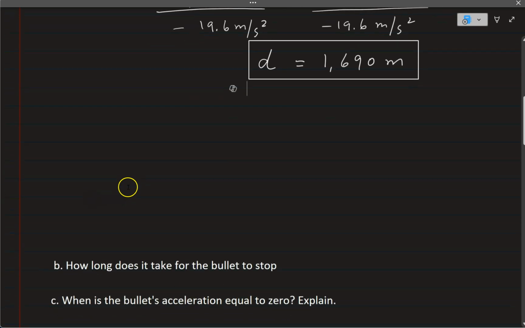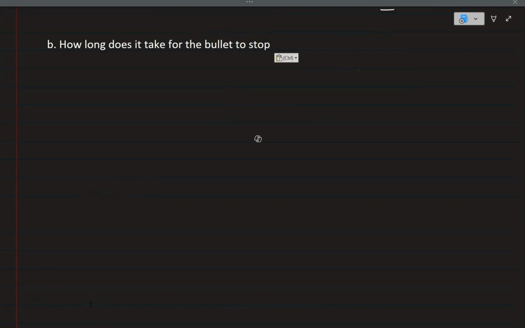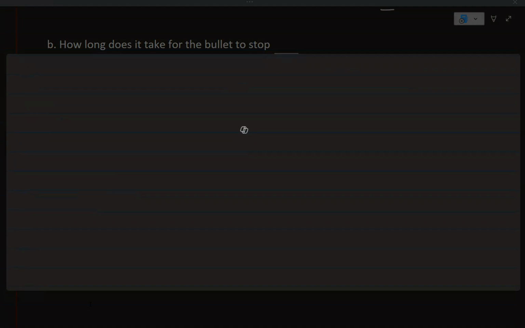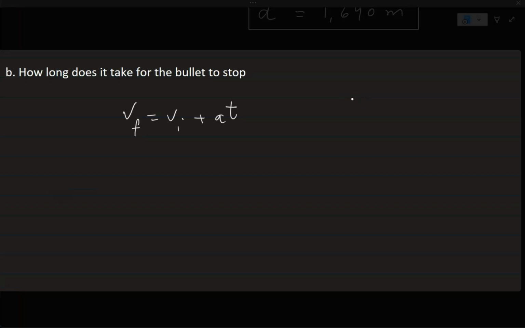Let's look at the second question. How long does it take for the bullet to stop? Now, when we say stop, there are 2 times that the bullet will stop. One is at the top of the trajectory when it hits the maximum height. The other one is at the bottom when it hits the ground again. So at both times the bullet will stop. Let's look at the top piece first.